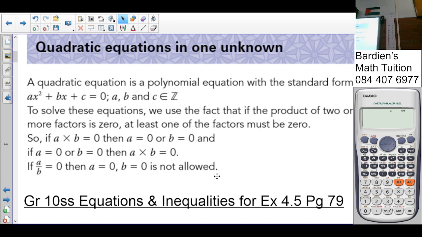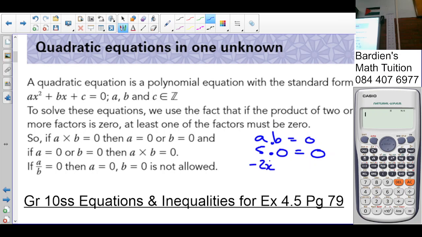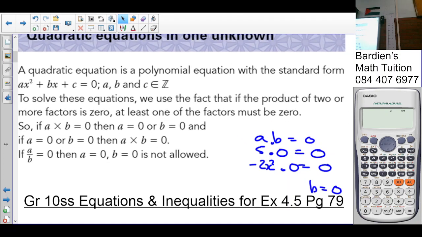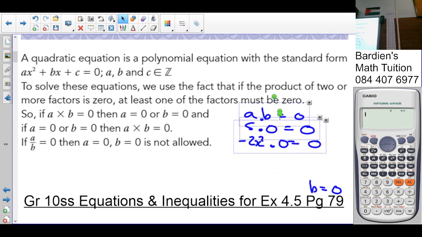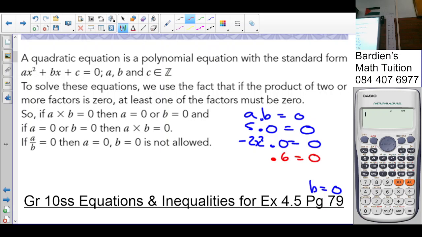Okay. So as explained, if I have a times b equals 0. If a was, for argument's sake, 5, then what must b be for the sentence to be true? For the equation to be true, b has to be 0. If a was minus 2x squared, what must b be for it to be 0? 0. So whichever value you choose for a, b has to be equal to 0 for the statement to be true. If I go vice versa, what must a be if b is 6 for us to get 0 out? a has to be 0.